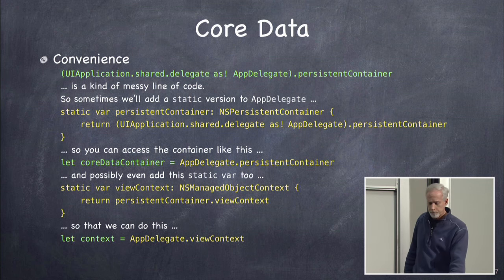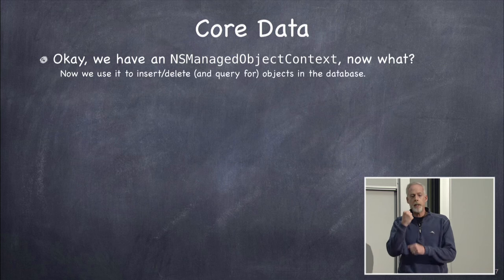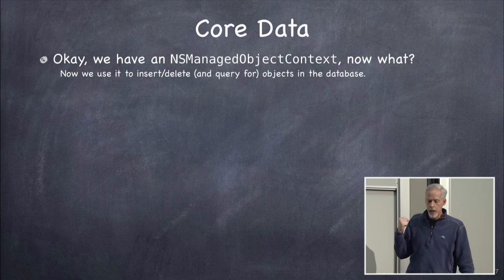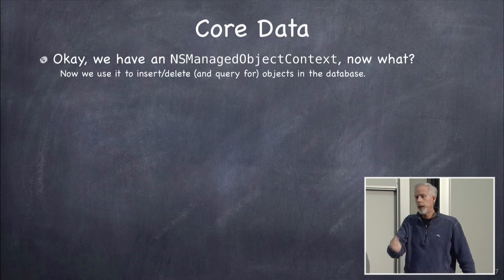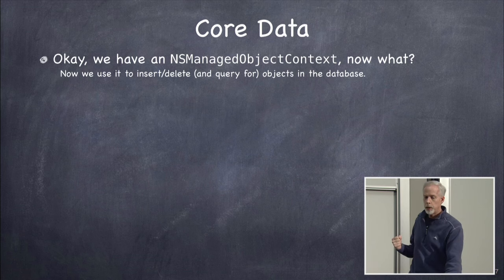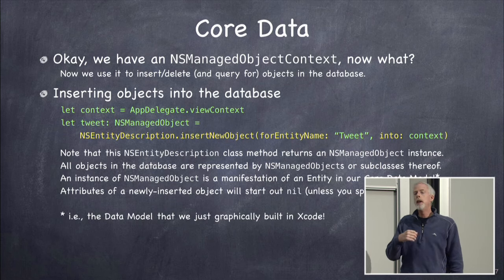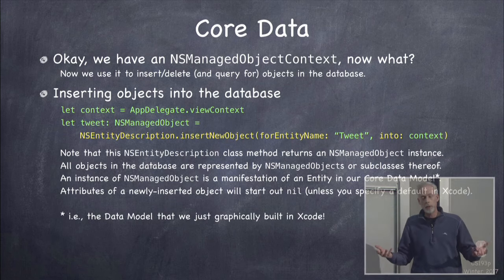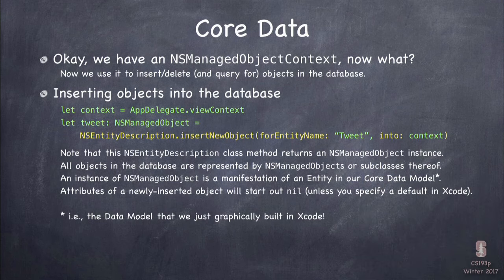Okay? All right, so now I have a context in my hand, this viewContext. And what can I do? Well, of course, I can insert objects in the database, I can delete objects from the database, and I can query for objects in the database. So let's talk about all those things. Let's start with insert, because until we insert some data in the database, we can't do any of those other things.